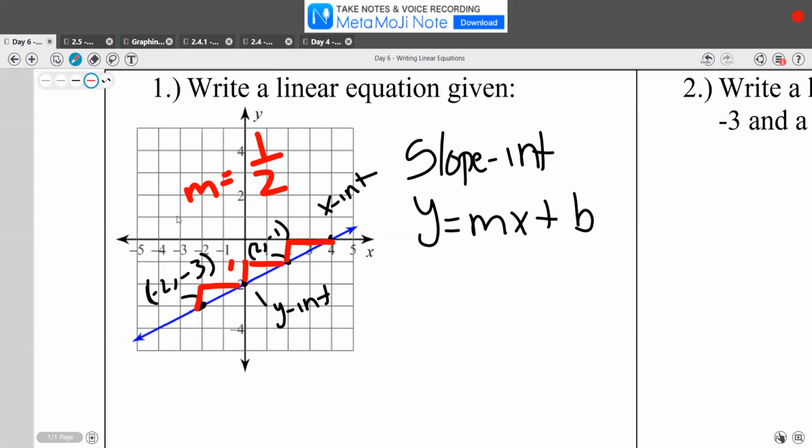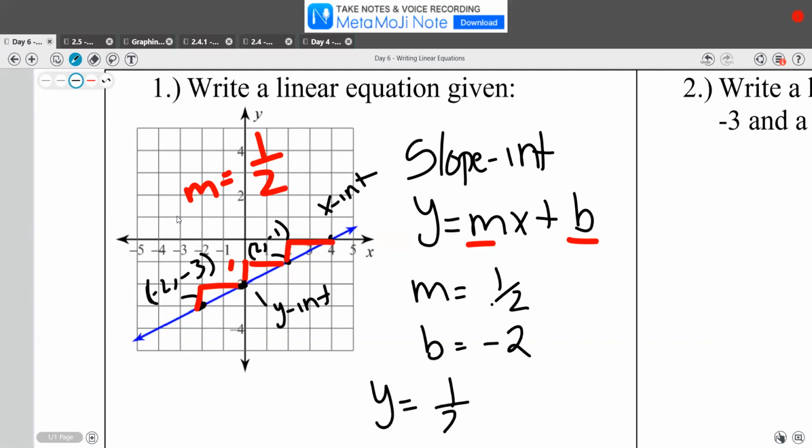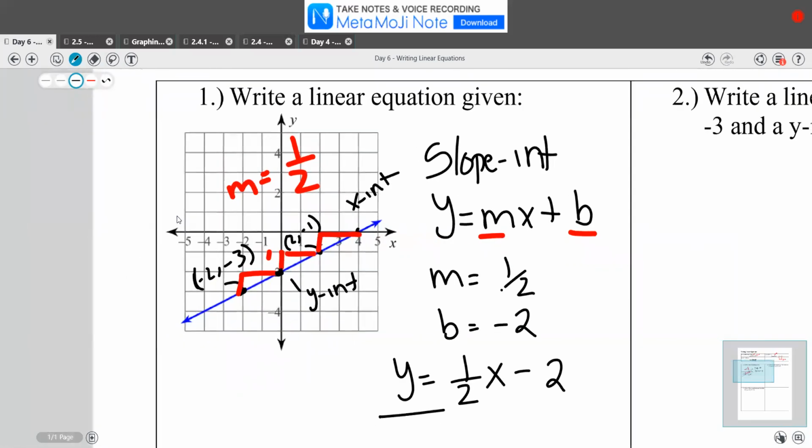All right, so I have a bunch of information. My slope is 1/2. I have 2 points. I have my x-intercept and I have my y-intercept. All I gotta do is basically plug it in. In this case, I need my slope and I need my y-intercept. Well, I know that m equals 1/2. And my b, in this case, is -2. So y equals 1/2 x minus 2 would be your equation.